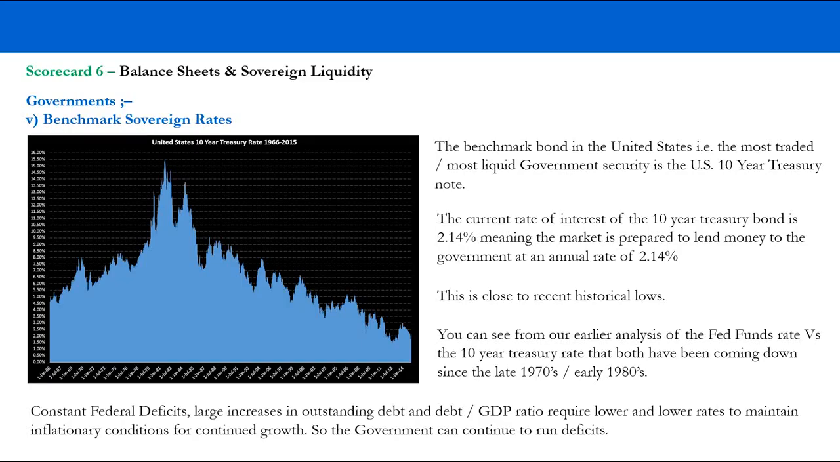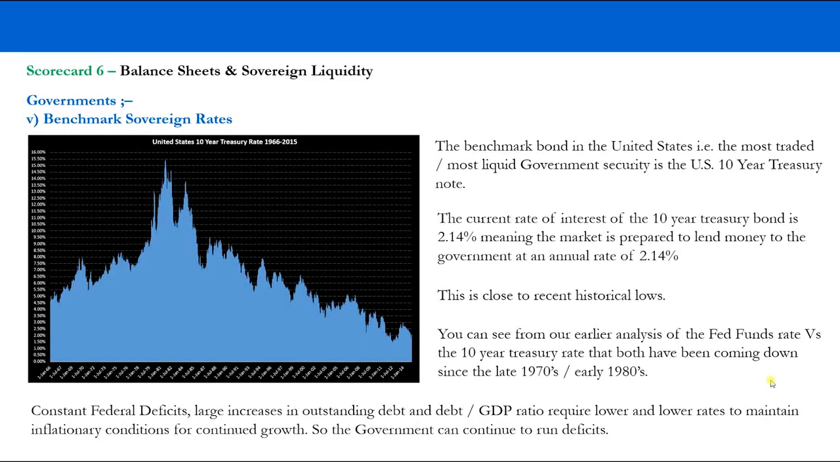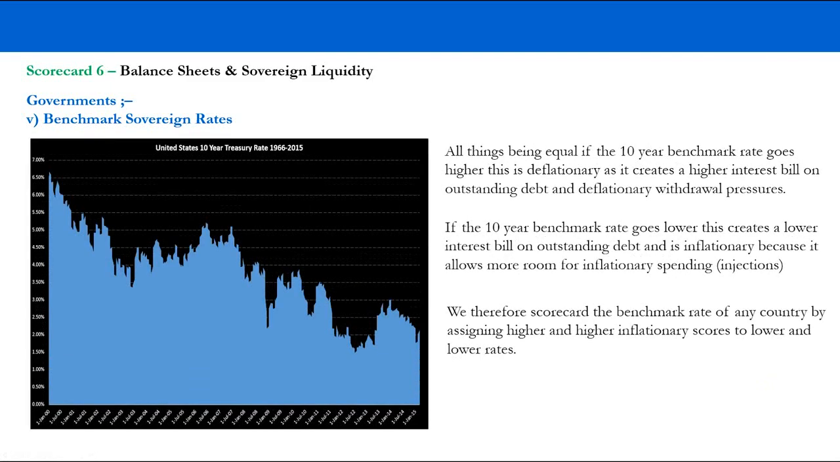We can see that now by looking at this in the overall context of our analysis. If we're looking at the current stats in isolation and looking at it very objectively, interest rates are at or near historical lows, and the score that we're probably going to be assigning here is a pretty inflationary score. All things being equal, if the 10-year benchmark rate goes higher, this is deflationary, as it creates a higher interest bill on the outstanding debt, and deflationary withdrawal pressures. So the interest bill that the government is paying goes higher and withdrawals increase.